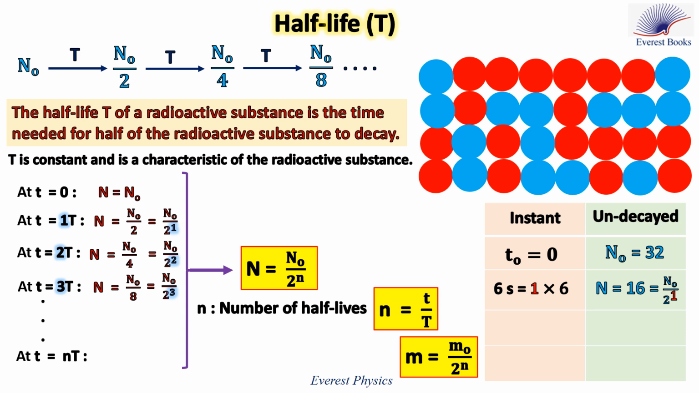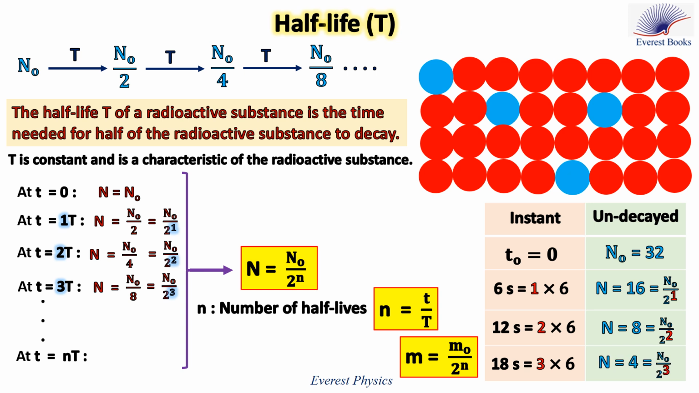After a time of 12 seconds, which is equal to 2 times 6, the number of undecayed nuclei is 8, which is equivalent to 32 over 4, or N0 over 2 to the power 2. After a time of 18 seconds, which is equal to 3 times 6, the number of undecayed nuclei is 4, which is equivalent to 32 over 8, equals N0 over 2 to the power 3. So at each instant, N is of the form N0 over 2 to the power n.